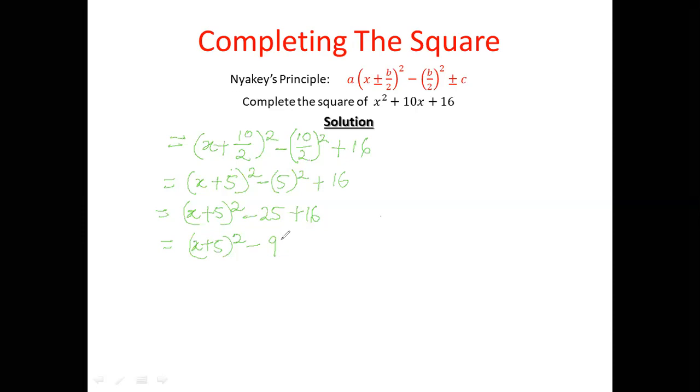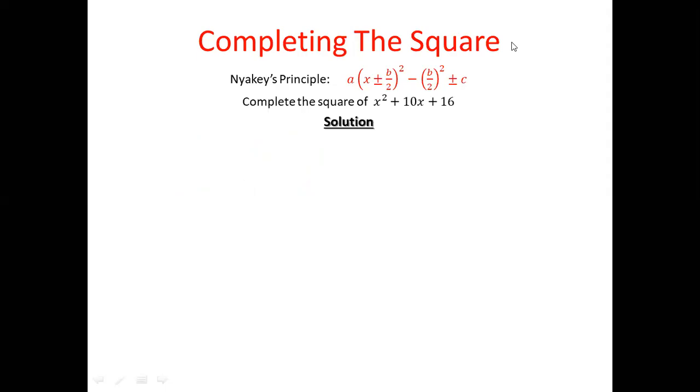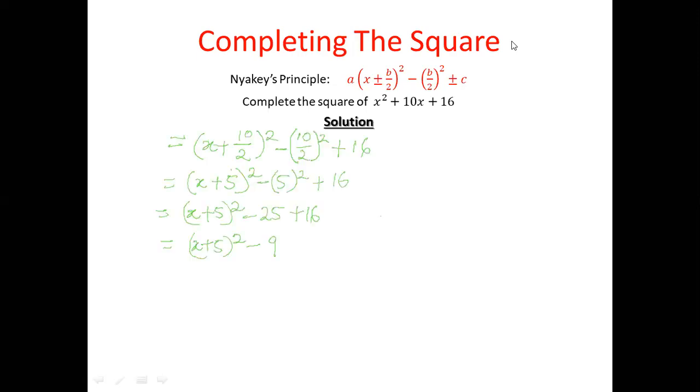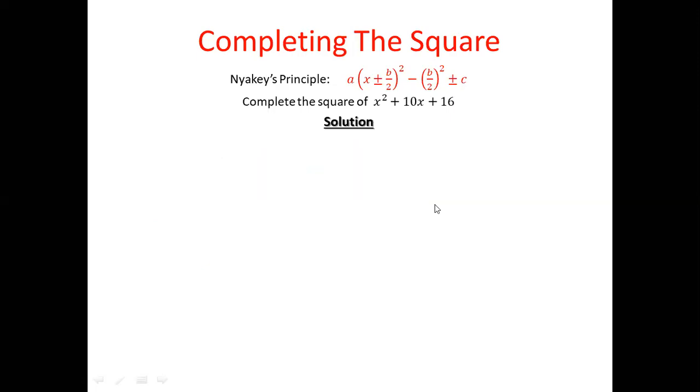So this also brings us to the end of this example, showing us clearly how we can do these things without stressing. Haven't you seen that the NYAKEY'S principle is just a simple method? It is a very simple method, and it helps you to unearth how to complete the square easily without doing so much. There are many other ways of completing the square. Your teacher might have taught you some. You need to learn that one too. But if you feel my method is simple, then you can go for it. Okay? Good. So we have to move on to the next example.